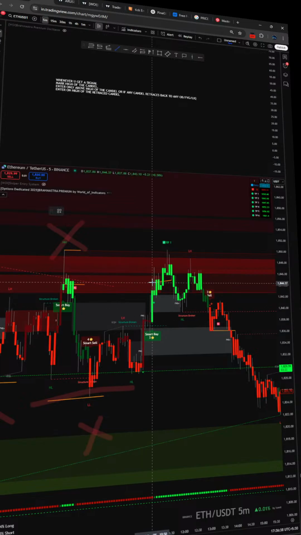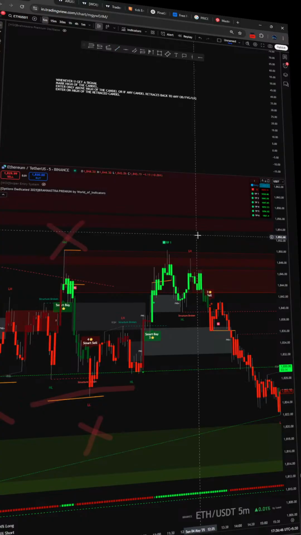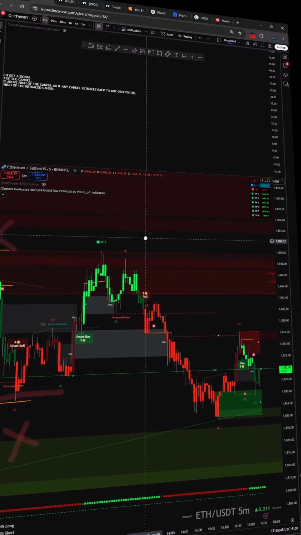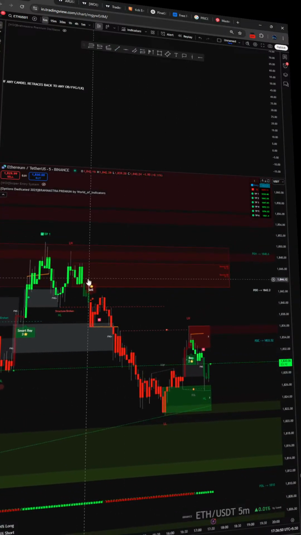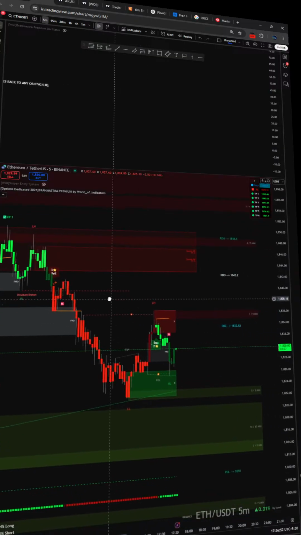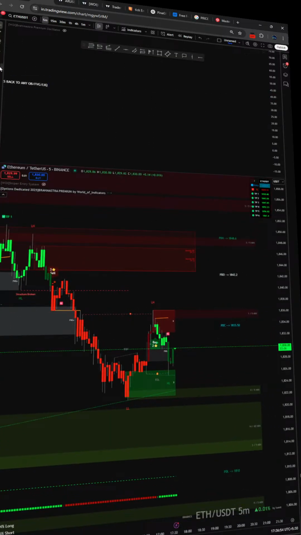Enter on high. Okay, it goes a bit high, and there was also an order block, a zone from which it rejected. Good, this is also rejected.